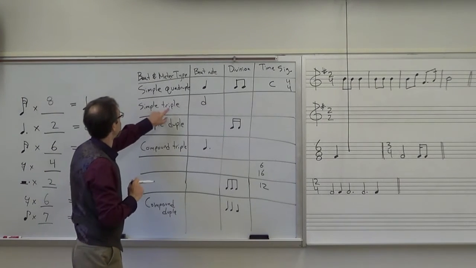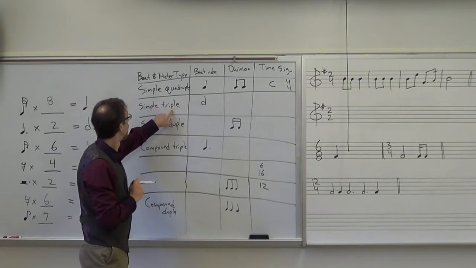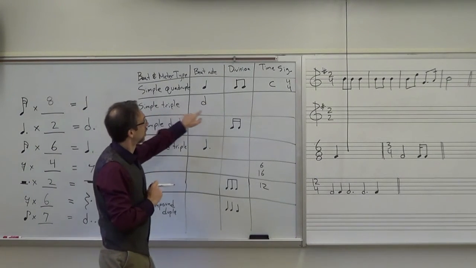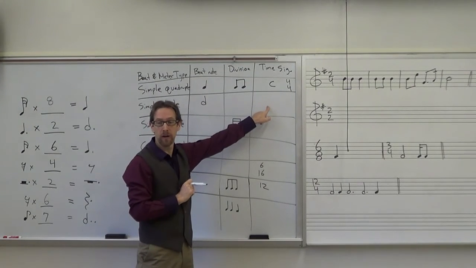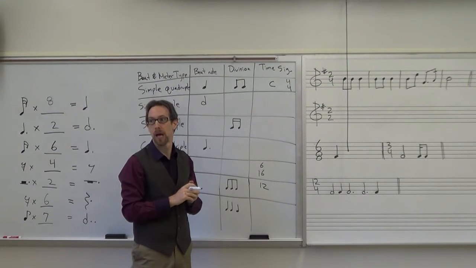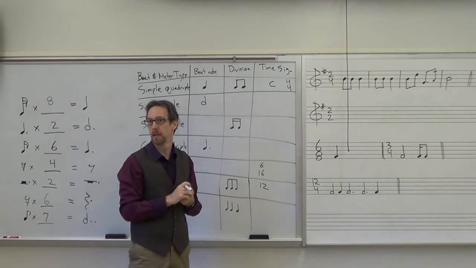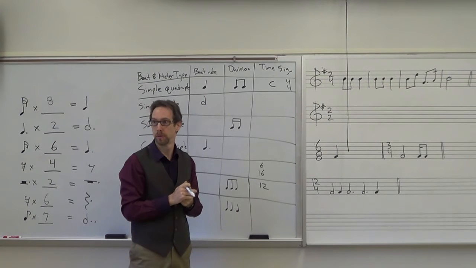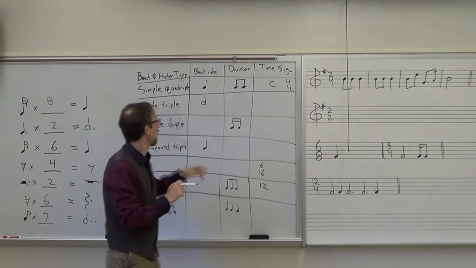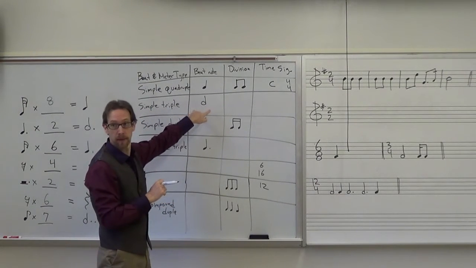Now, if I go to simple triple, I can't just jump to here and write the time signature. You don't have enough information. Simple triple, you can't say 3/4. How do you know quarter note gets a beat? Why not 3/8 or 3/2? You don't know. So in this case, we need two pieces of information.